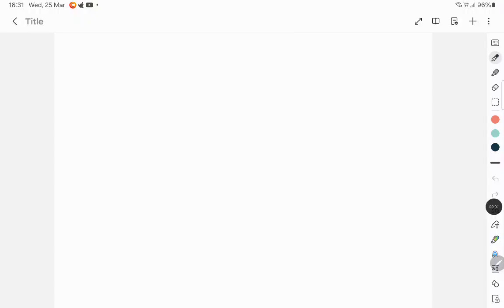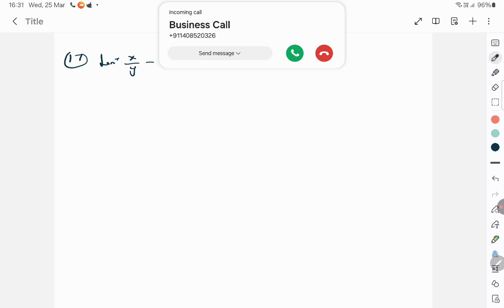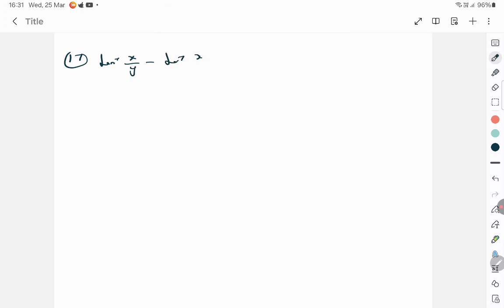So let me do the inverse trigonometry miscellaneous exercise. The last sum in the old textbook is the 17th sum: tan inverse of x by y minus tan inverse of x minus y by x plus y. That's the question. You know that this should be treated as x and this should be treated as y.